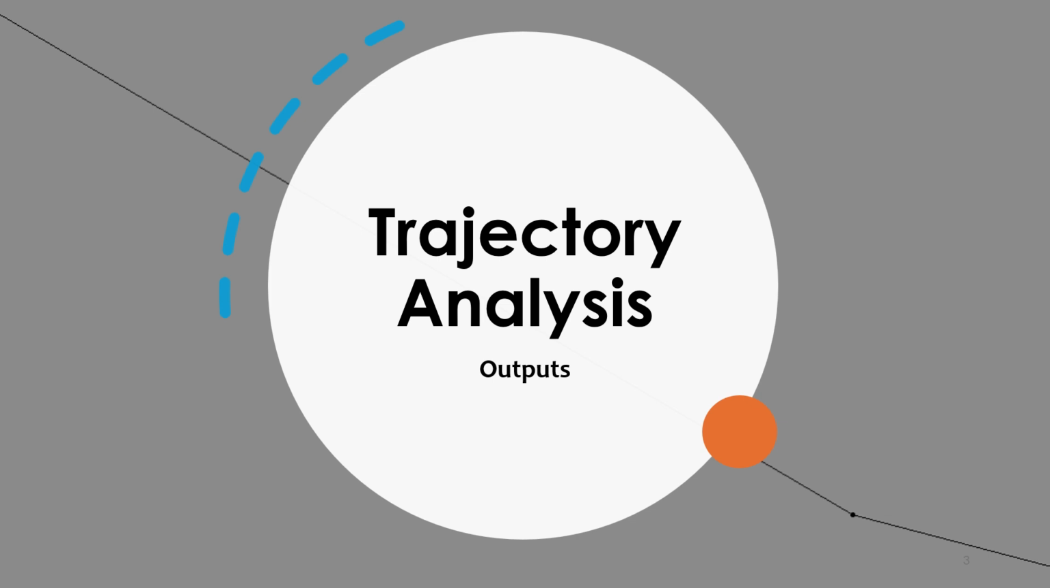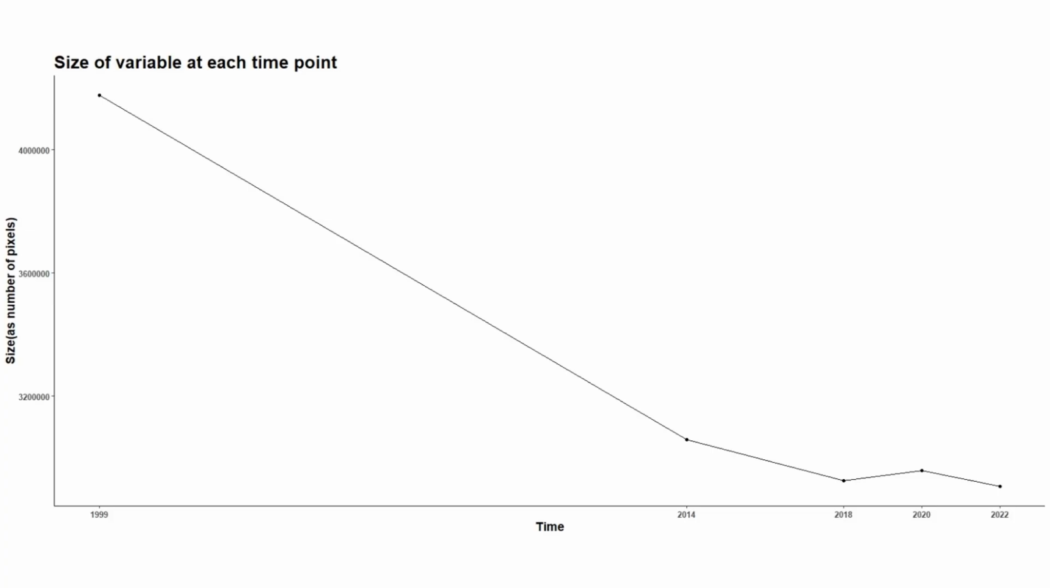In this section, I will briefly explain the output maps and graphs from Thomas Bilintoh's Trajectory Analysis R package. Quick caveat: the formatting of these maps and graphs may differ depending on your version of R. The first output you will have will be a graph like this one that tells you the number of pixels of the variable you are studying there are at each time point. In this example, this graph is telling us the number of pixels that are mangrove in Mahakam deltas in Indonesia.